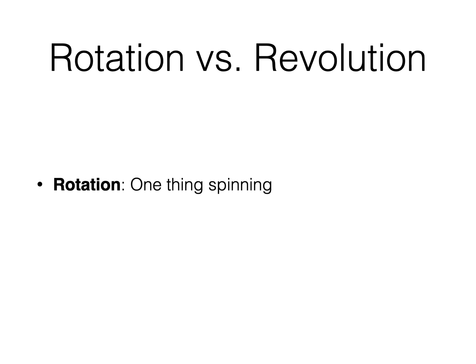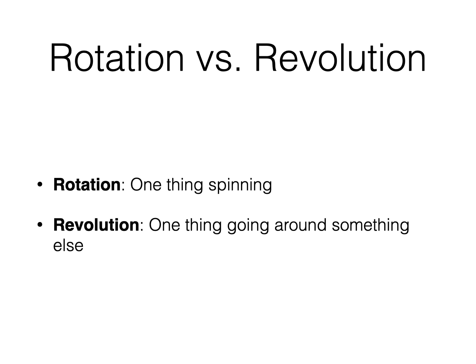The first one is rotation. It's one thing spinning, where if I ask you to stand up and spin around in a circle, you are rotating. Your bike wheels rotate. However, revolution is one thing going around something else. So if I ask you to stand up and walk around your chair, you are revolving around the chair. Likewise, all the planets in the solar system revolve around the sun.